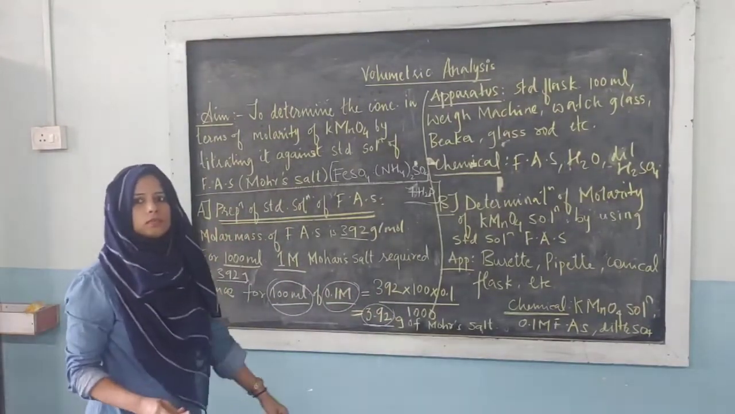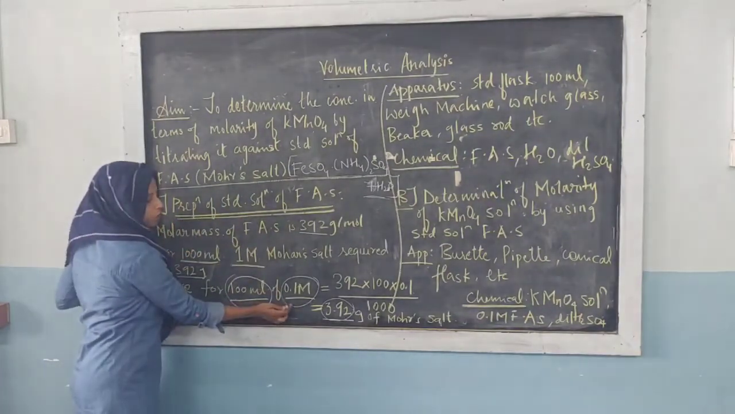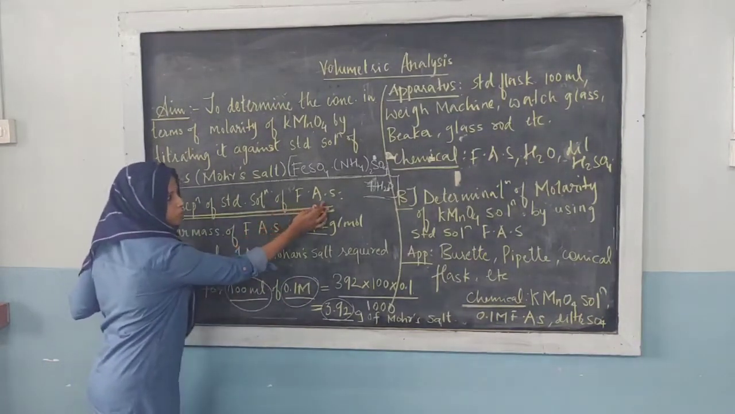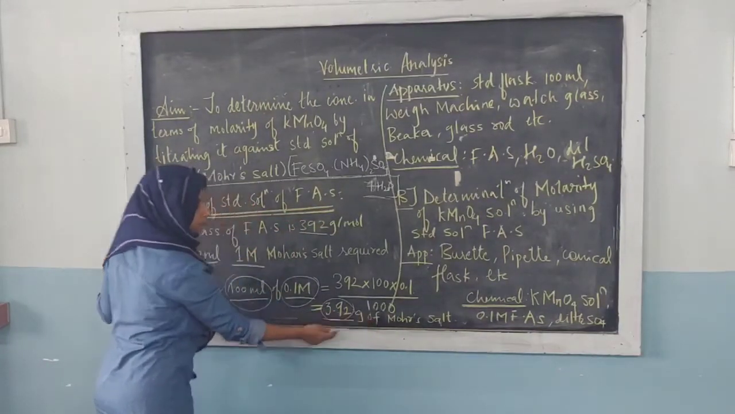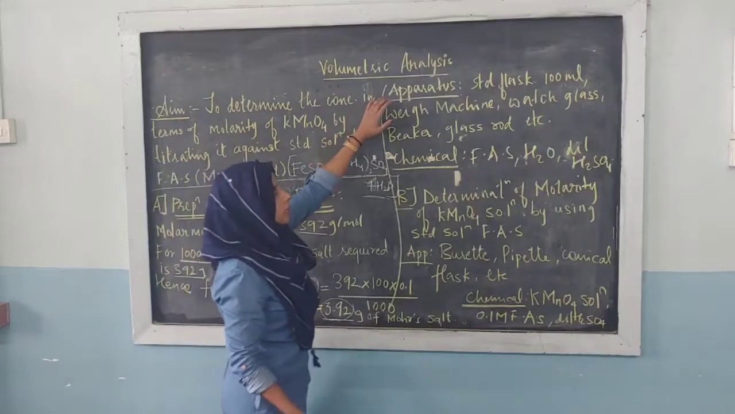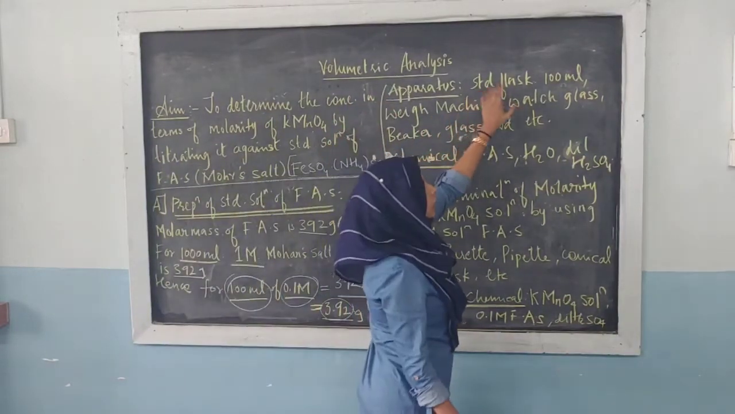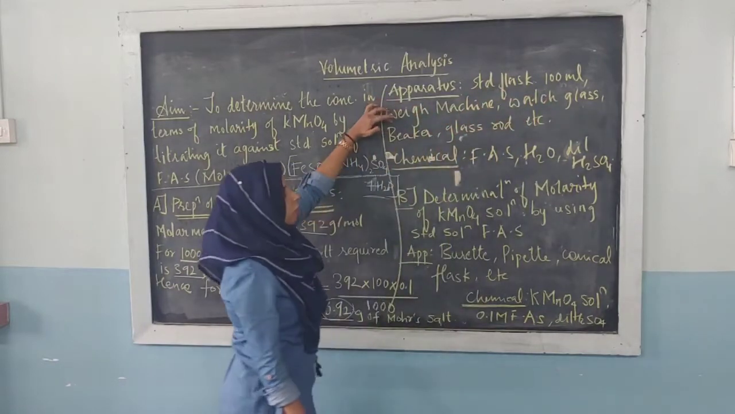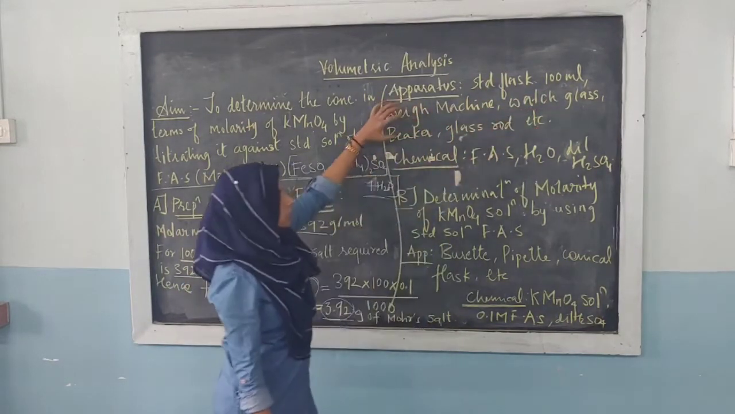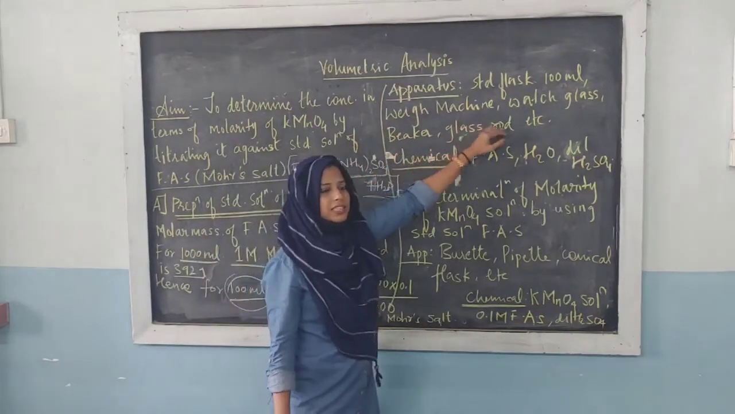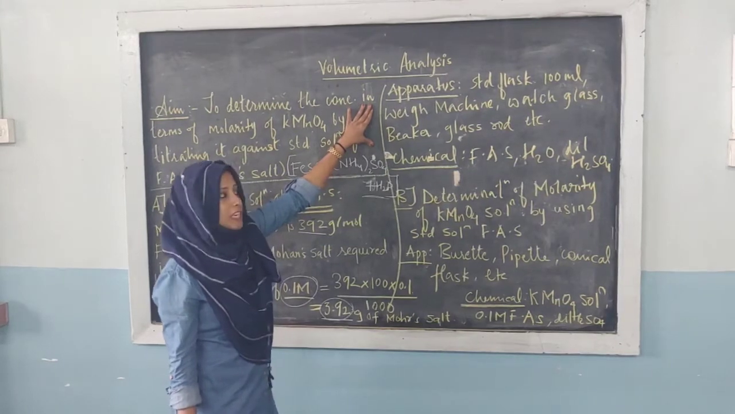So for the preparation of 0.1 molar standard solution of ferrous ammonium sulfate, we will require 3.92 gram of Mohr salt. Further, we see the apparatus which we are going to use for the experiment is standard flask 100 ml. Then we have weighing machine. Then we have to use watch glass. Then we have beaker, glass rod, etc. So these are the apparatus which we are going to use for the experiment.